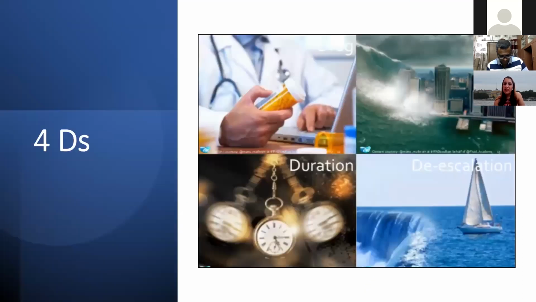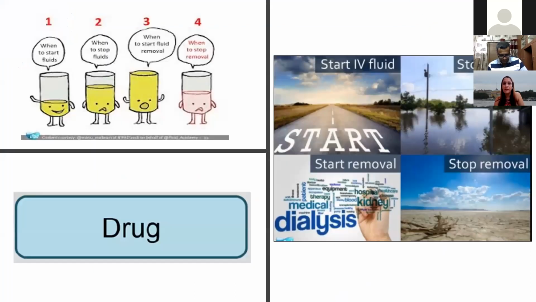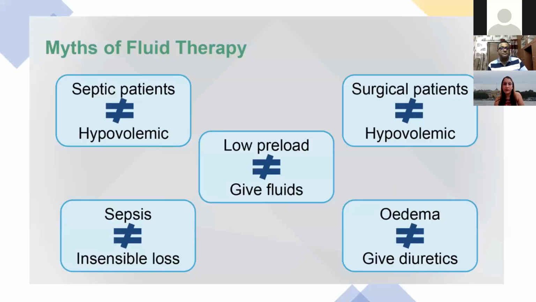What are the 4 Ds? The drug, dose, duration, de-escalation. IV fluids are to be treated like drugs. For all drugs which have to be given, we need to have a dose, the duration, and the de-escalation has to be planned. So if we talk about a drug, we ought to know when to start, when to stop, and when to start removal of that drug and when to stop the removal. So this is all about the IV fluid.